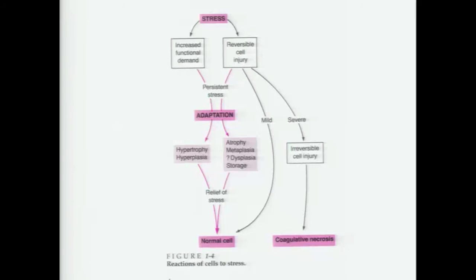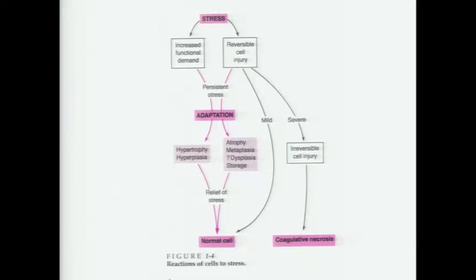And if the cell's function has changed, then the tissue function has changed, the organ function has changed, and all of a sudden that's going to manifest somehow. It's going to create some particular set of signs and symptoms. So we're going to talk about these different forms of cell adaptation. Many of these are adaptations in the purest sense of the term: hypertrophy, hyperplasia, atrophy, metaplasia, altered storage. Those are adaptations in the truest sense.